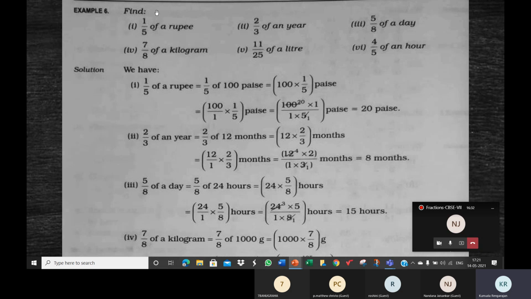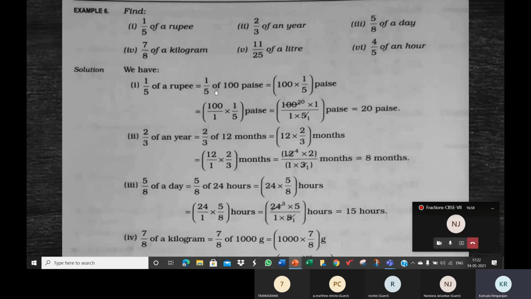Let's understand how to use this, or what this means. So find 1/5 of a rupee. We have to find 1/5 of a rupee, meaning we have to find 1/5 of 100 paise. 1 rupee is 100 paise.